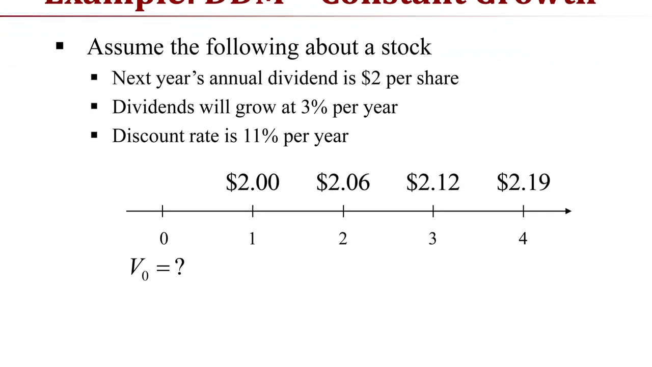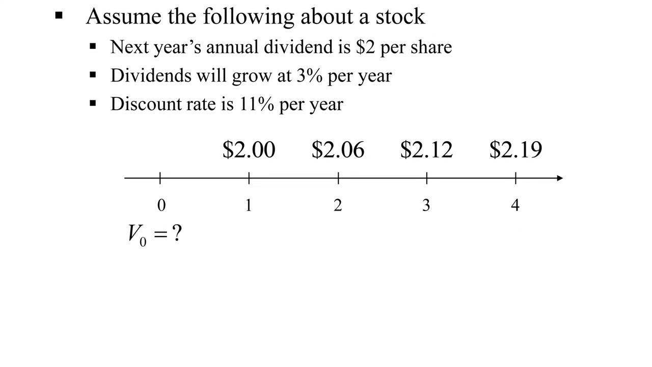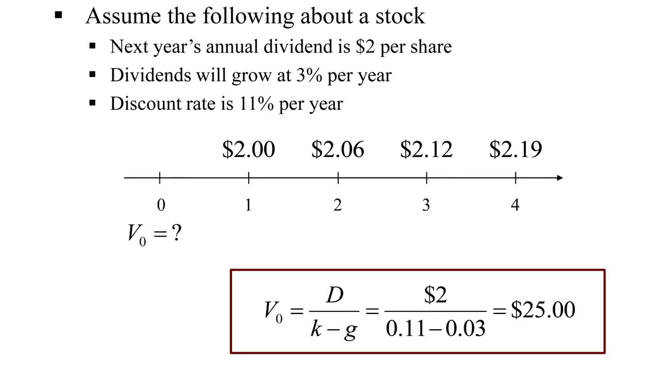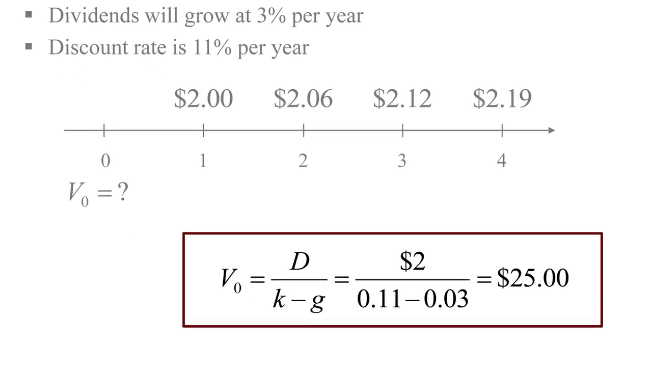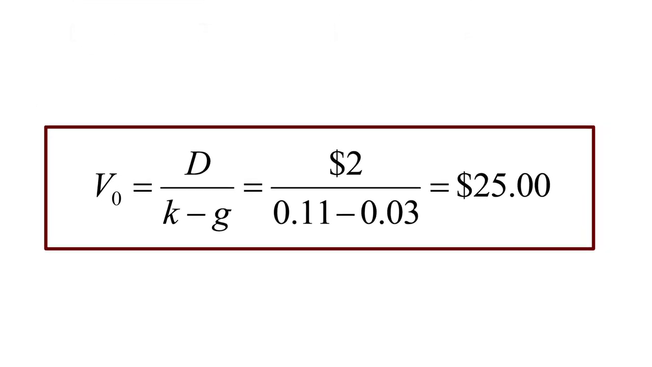And in year 4, again, we've rounded, but you see that it's compound growth. We're not just adding 3 cents per year. The value of the stock then is just the $2 dividend that is received in 1 year, divided by 11% minus 3%, k minus g. This turns out to be $25 per share.